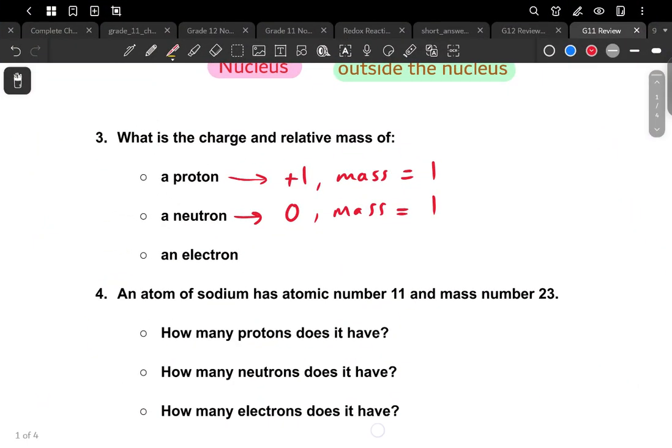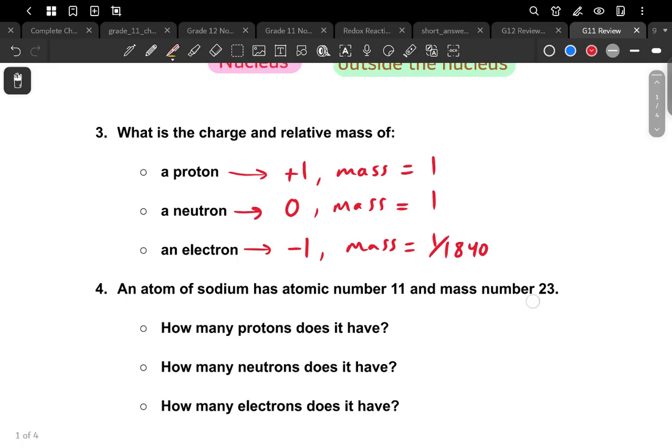An electron has a charge of -1, and the mass is very, very small. It's 1/1840. So we call this negligible mass of electron because it's very, very small.